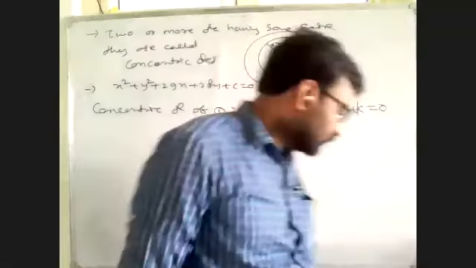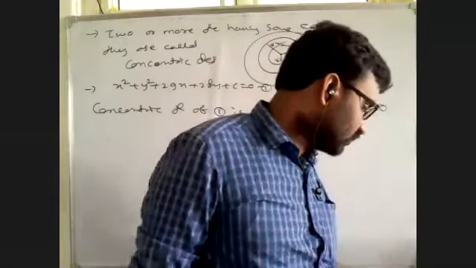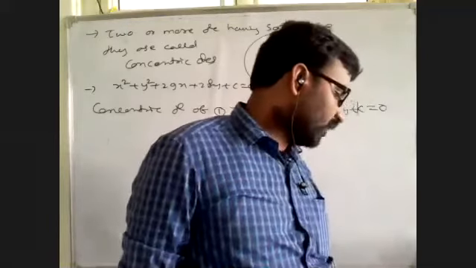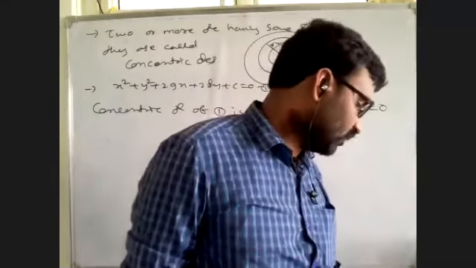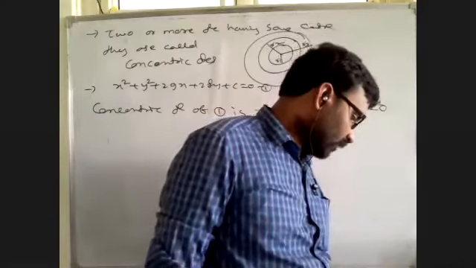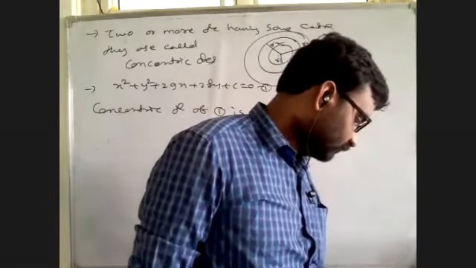Next, the equation of the circle concentric with this. And if the radius of a circle is 1, then it is called unit circle.